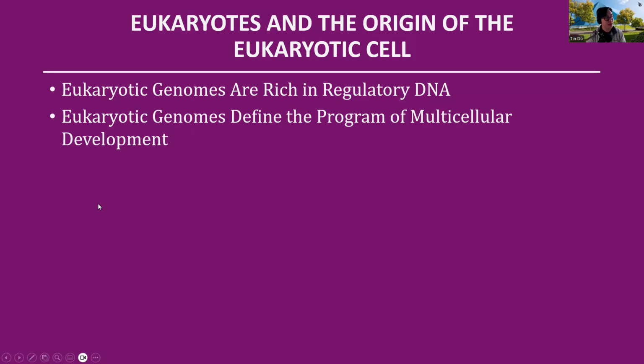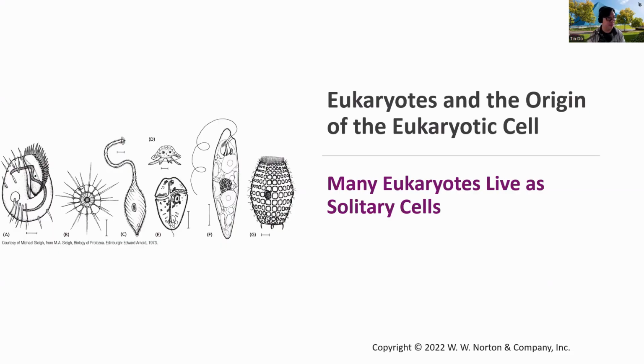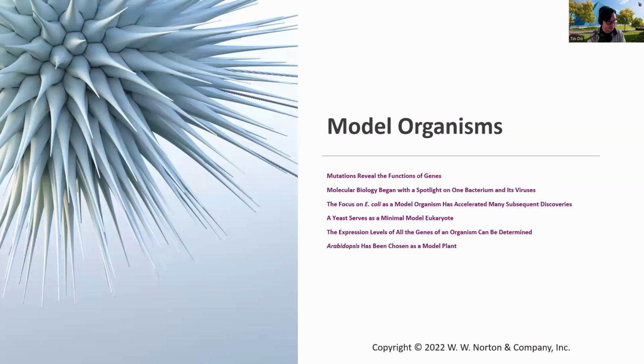Okay, so eukaryotic genomes are rich in regulatory proteins, and the genomes define the program of multicellular development, obviously. Okay, and so we're not going to talk too heavily about that. You guys get the idea. But now we are in our last section of the chapter. And I'm hoping that this has been a very good, just touch up review. Again, we're not going super in detail. I am repeating myself for a reason. But now we are going to take a look at model organisms.